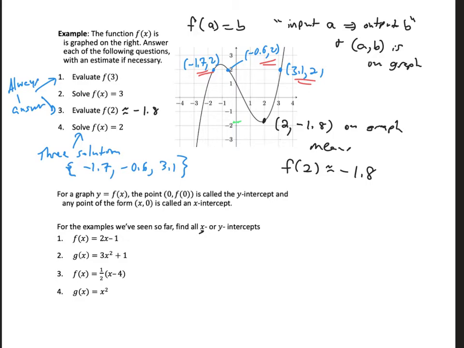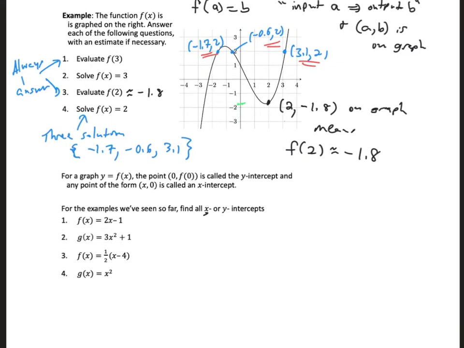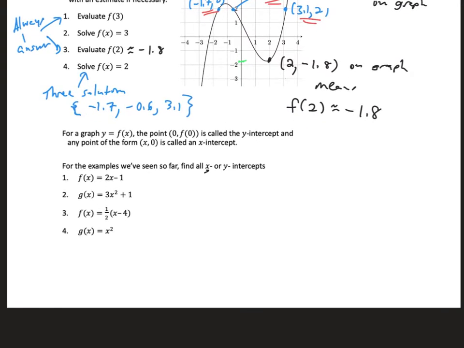Okay, the second question here is about x and y intercepts, and we talked briefly about this in class, but it feels a little different if you don't have a graph in front of you, so let's just do it for a couple of these examples.